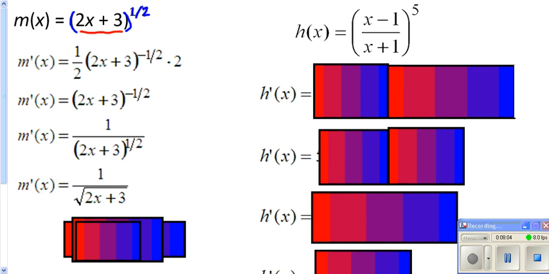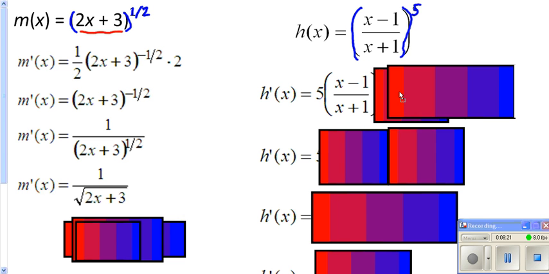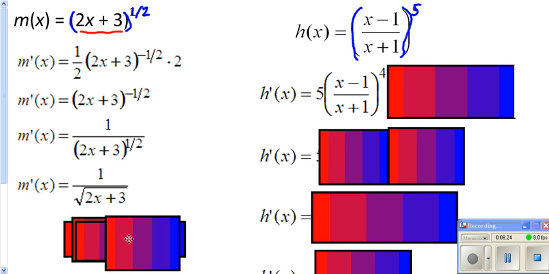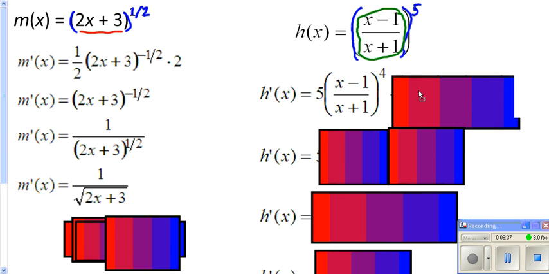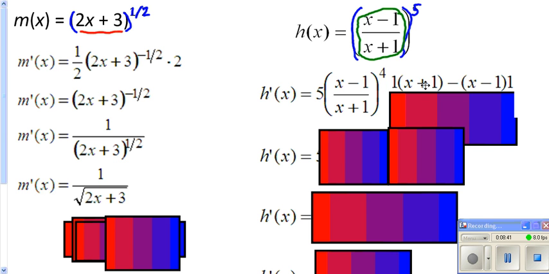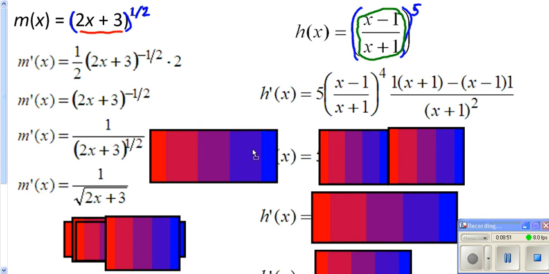Looking at the next one over here, we have our outside function, which is raising it to the 5th power. And then you have your inside function, which is a fraction. So you got to do the derivative of the outside, put the 5 in front, decrease the exponent by 1. Now you got to multiply it by the derivative of this inside part. Well, that's just a quotient, so you got to do the quotient rule on that. Derivative of the top times the bottom minus the top times the derivative of the bottom. Then it's got to be all over the bottom squared.